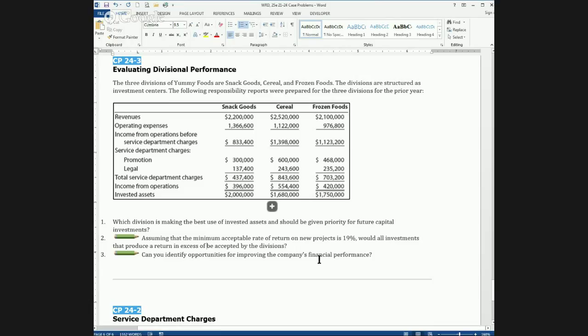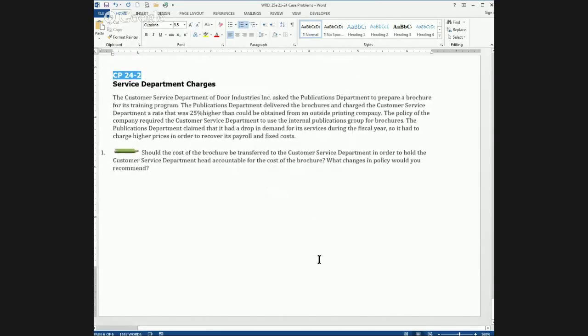And let's take a look at case problem 22.4. This is the third topic that you have in Chapter 24 on service department charges. Service department charges would be corporate overhead costs that would be incurred by the corporate headquarters and then allocated on some rational method to the various departments. And here, the corporate headquarters department is the customer service department of Door Industries. So they make garage doors and different types of doors for homes and other structures.